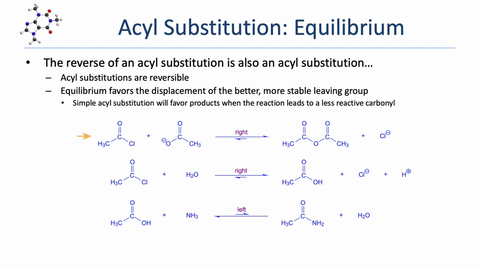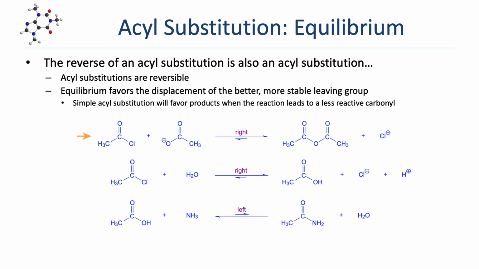In the first example, we see an acyl halide reacting with a carboxylate. The carboxylate will act as the nucleophile and displace the halide as the leaving group. The result is the formation of an acid anhydride and chloride. We can predict this to be a productive reaction. Equilibrium will favor products, shifting to the right.